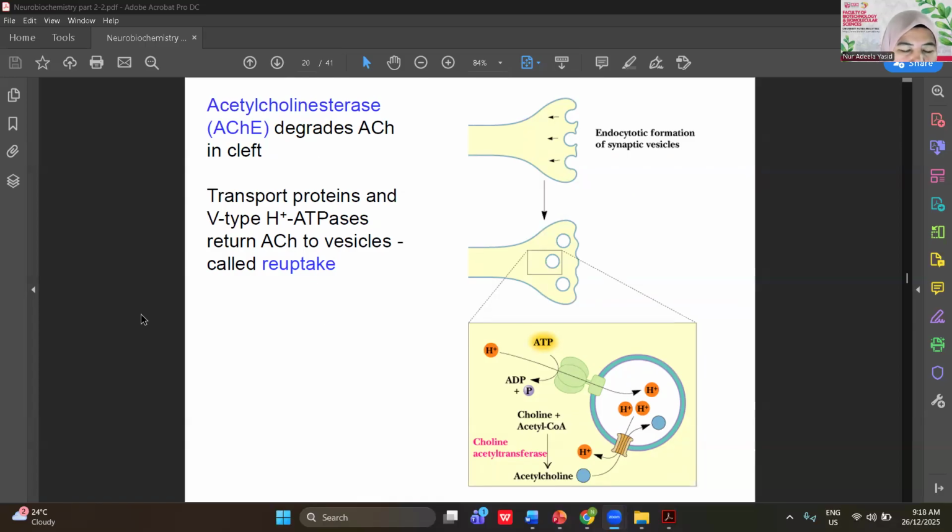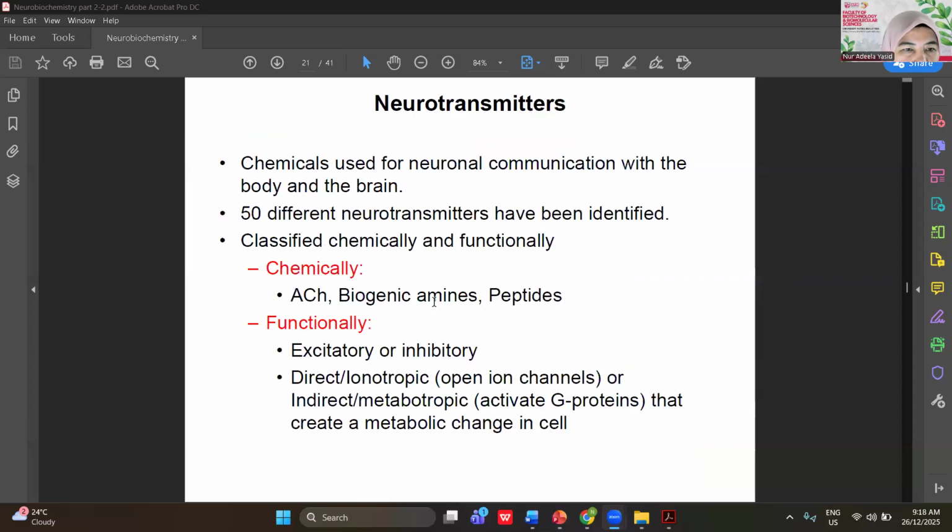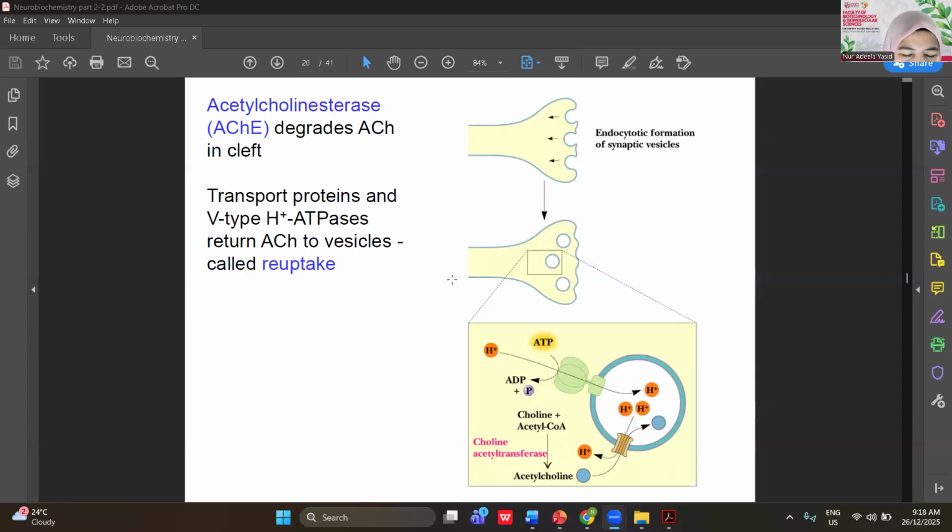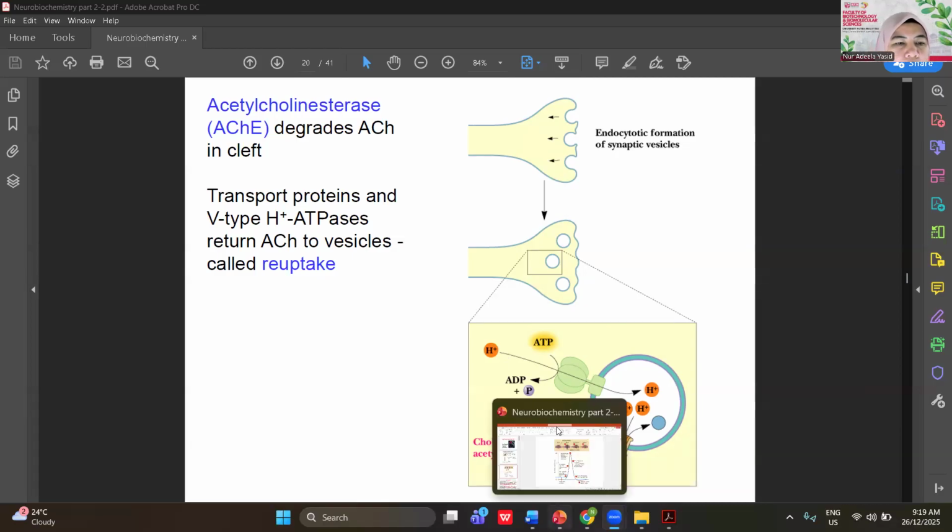Then we have the resynthesis of acetylcholine. Within the presynaptic terminal, choline acetyltransferase combines choline with acetyl-CoA to resynthesize acetylcholine. Then endocytic formation of synaptic vesicles. Synaptic vesicles are reformed through endocytosis, allowing the neuron to prepare for another round of neurotransmitter release.